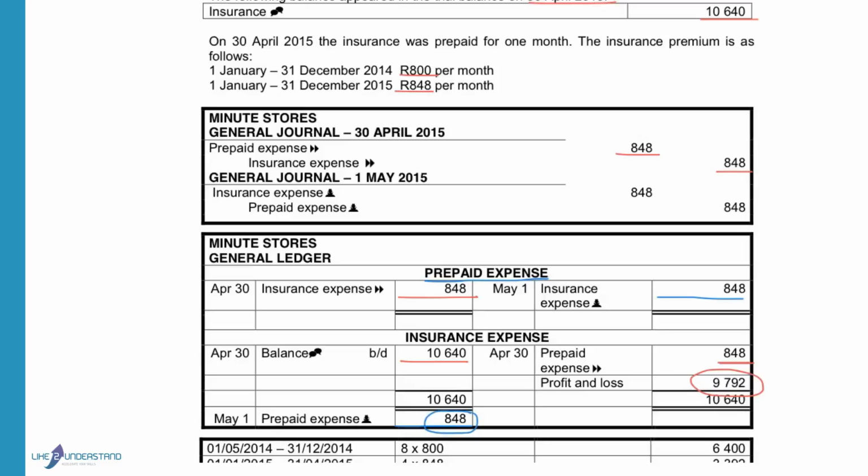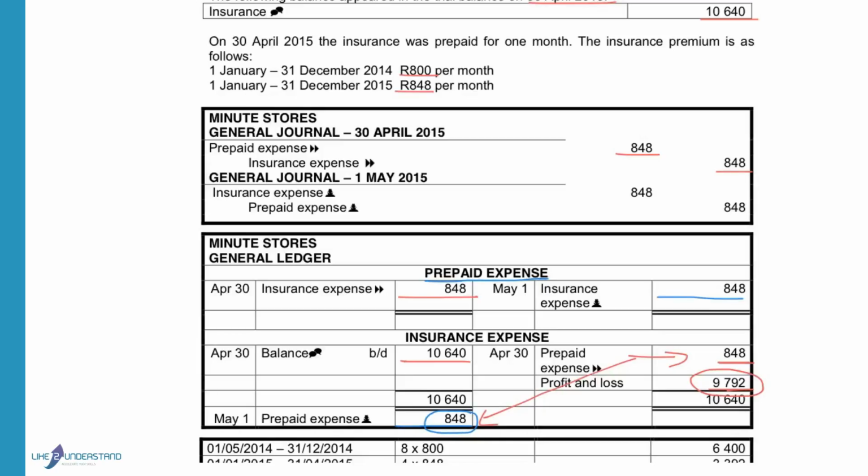What did we do in year 1? We took the amount that was paid, we worked out what was the amount that must go to the profit and loss, so we actually calculated a balancing figure, and there we bring down that balancing figure at the beginning of the next financial year.